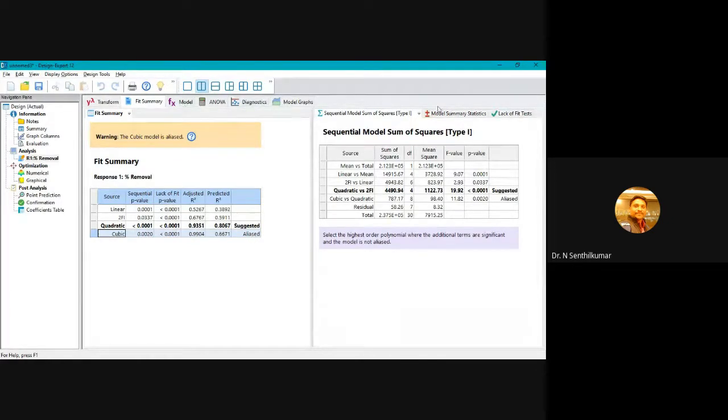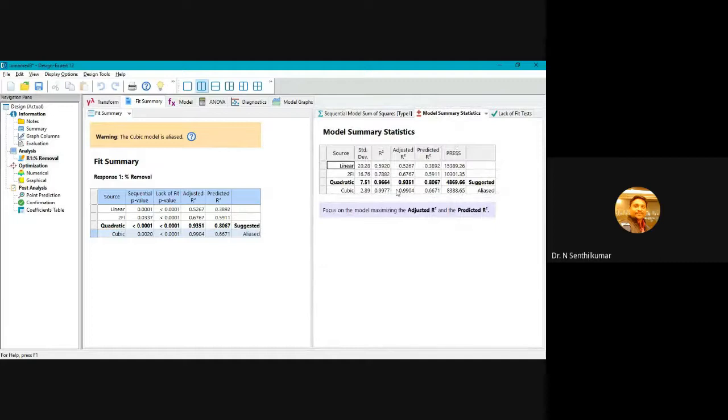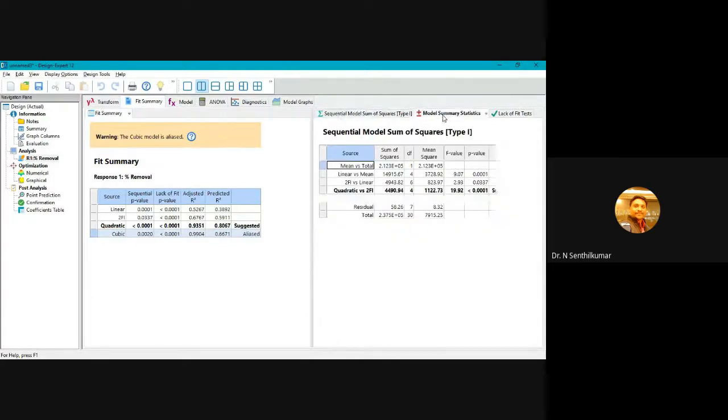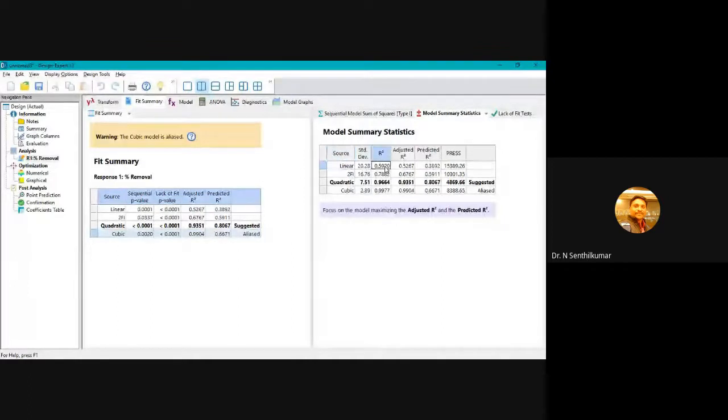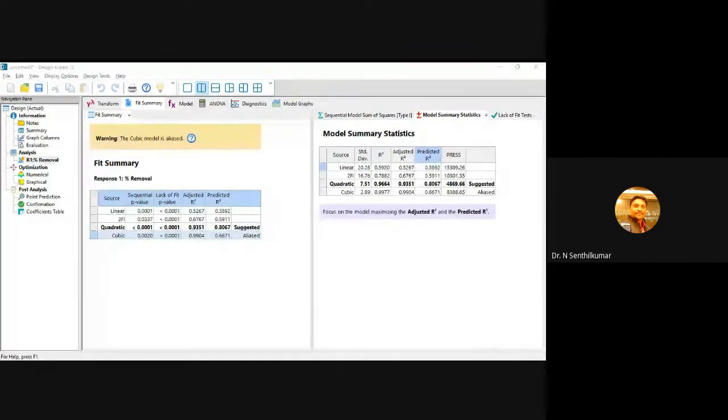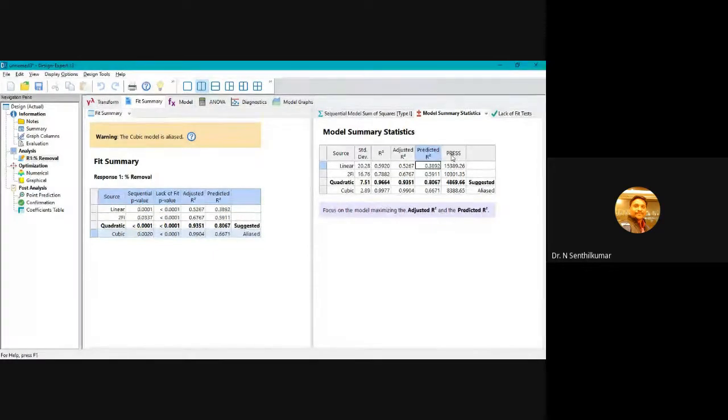You can see this also on the right side. The sequential model, then model summary. You can see for the linear model what is the R square value, the adjusted R square, the predicted R square and all. Similarly for each one we can tell. Then PRESS is the predicted sum of residuals, so that we can also see. In this you can see the R square value is 96 and adjusted is 93.